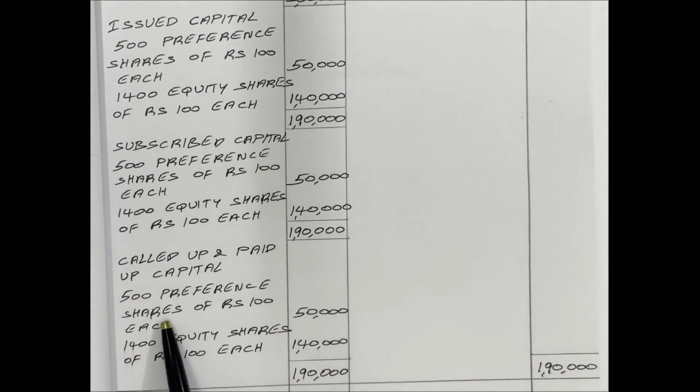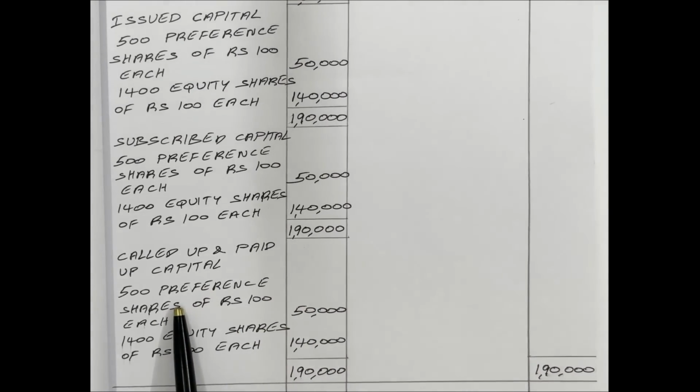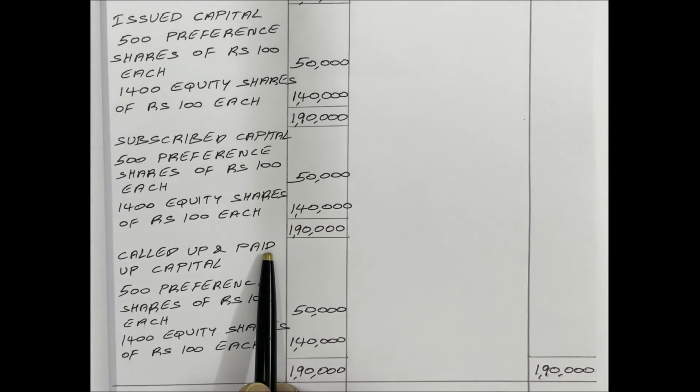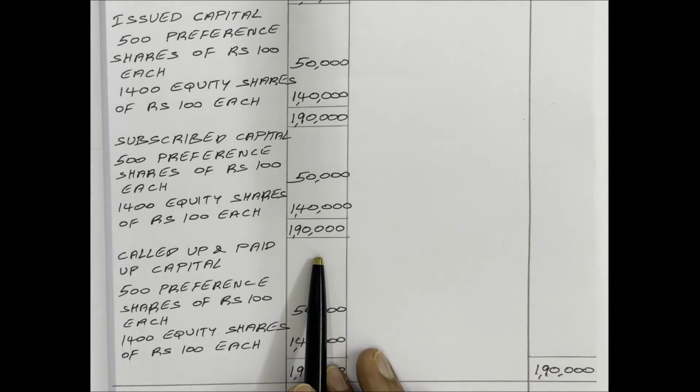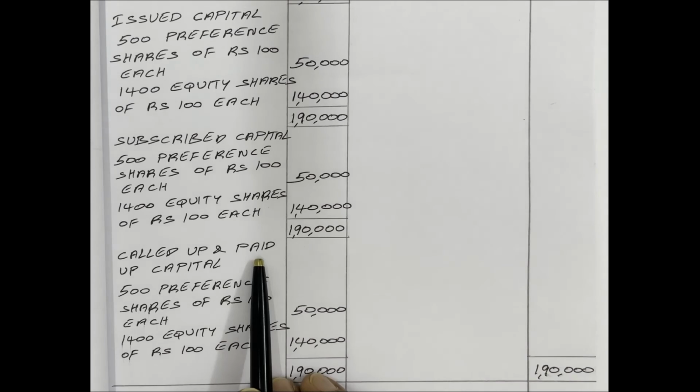500 preference shares at the rate of 100 rupees each, 50,000. 1400 equity shares at the rate of 100 rupees each, 1,40,000. Total called up capital is 1,90,000. And paid up capital. In previous problems, he used to give calls in arrears. But in the present problem, he is giving that all applicants paid application money, allotment money, and call money on all shares. Therefore, there are no calls in arrears. Means paid up capital is also the same. Called up capital and paid up capital are both the same.